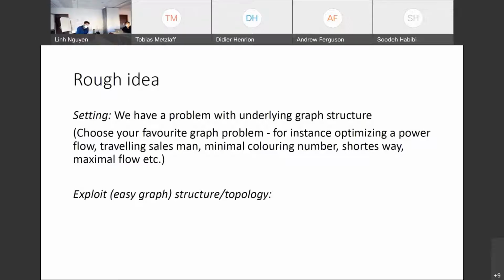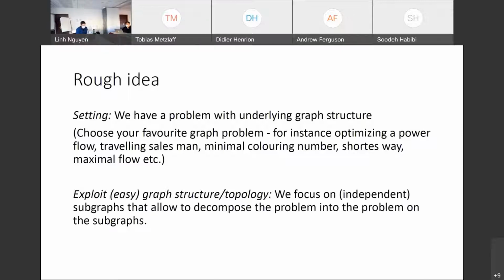What we want to do is exploit underlying structure, like underlying graph structure. And in our case, this is a very easy structure. Namely, we look for independent subgraphs, and the idea is to use these subgraphs to decompose the whole problem into smaller problems, or into the problems on the subgraphs, allowing us to get in the end a solution of the whole problem. So what could be examples for this?